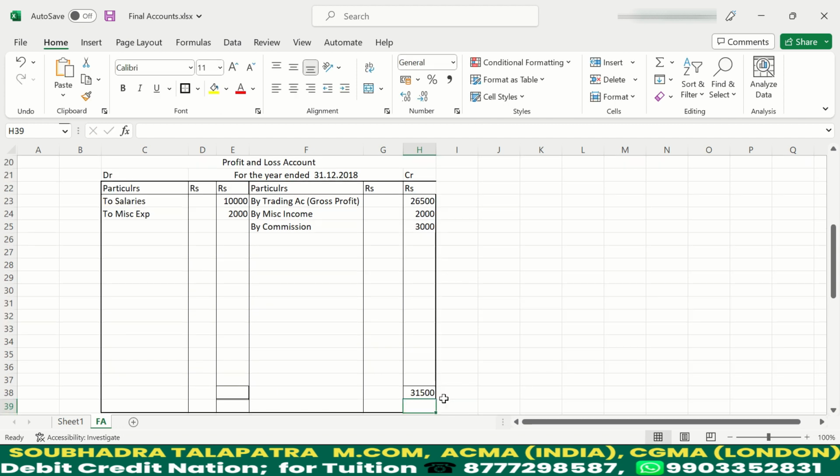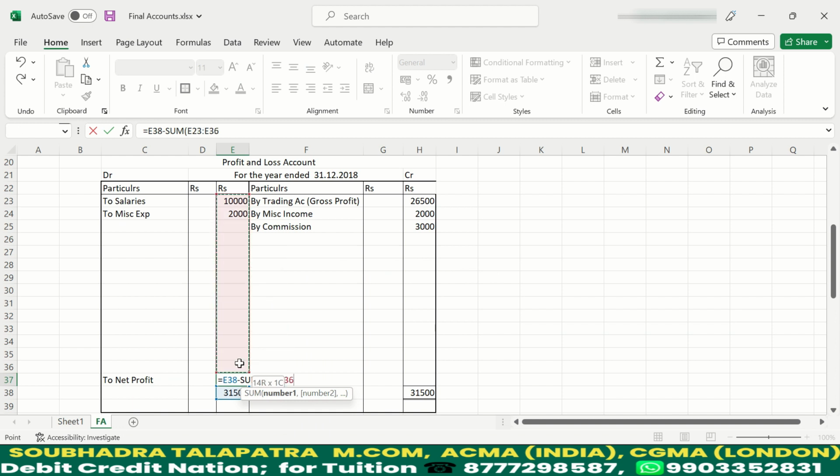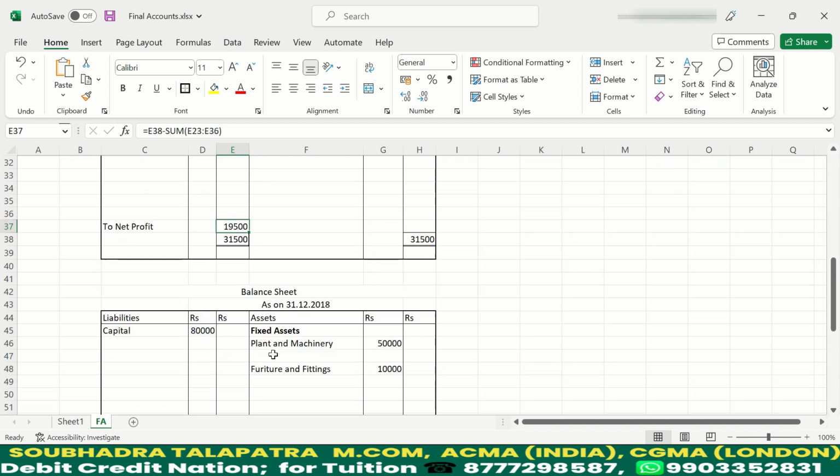So my credit side summation is 31,500. Now here I'll find the net profit. Since I don't have anything in the inner column, I will just straight away deduct these two outer column items. So I'll put the formula: 31,500 minus the sum of all these items. So my current net profit is 19,500.